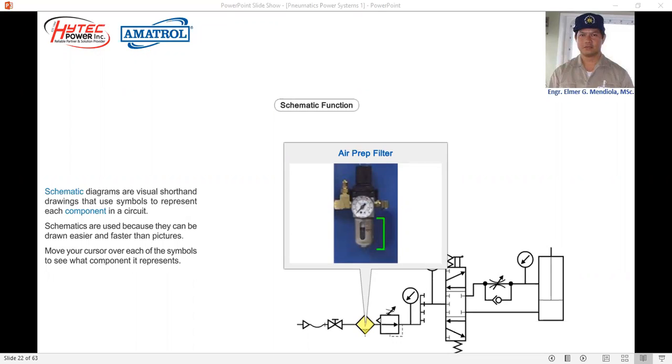To condition the compressed air means removing impurities such as air particles and moisture that may cause damage to the pneumatic components in the system. The air filter is usually integrated to the pressure regulator.